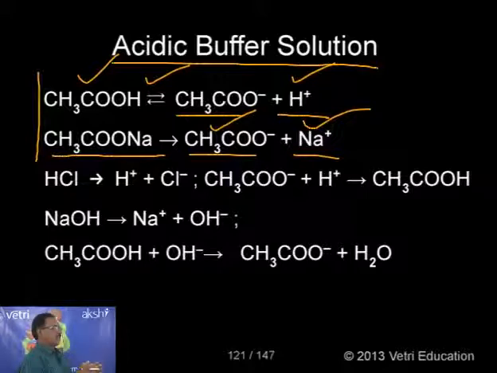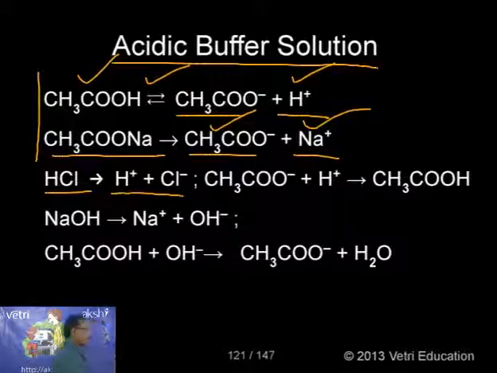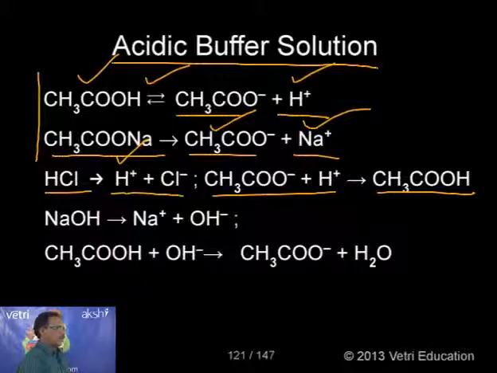Okay, so in this solution, suppose we add HCl, what will happen? Let me explain. Suppose I am adding a few drops of HCl. HCl, a mineral acid, is a strong electrolyte and immediately undergoes ionization to produce H plus and Cl minus. So what will happen now? This H plus coming from the HCl combines with the acetate ion present in the buffer solution to produce acetic acid, which is a weak electrolyte. So the effect of the added H plus is nullified, and the pH is not changing.